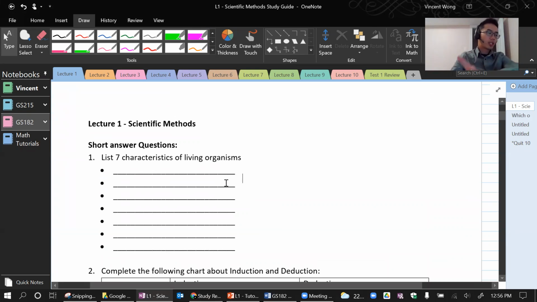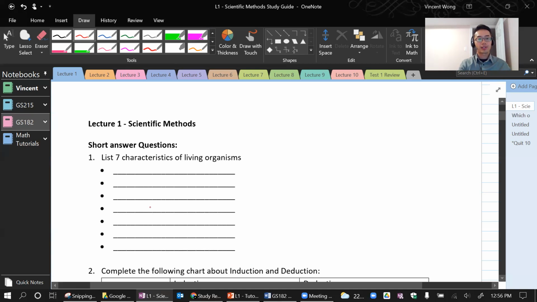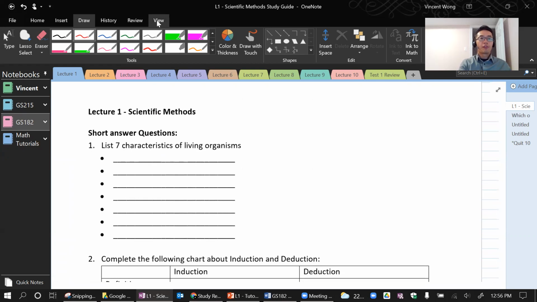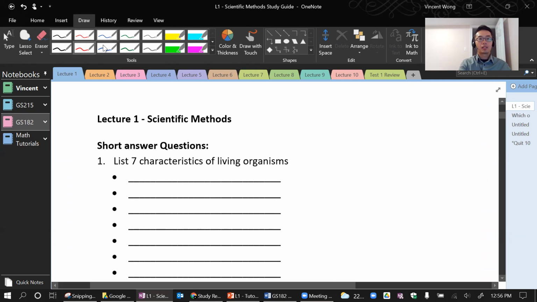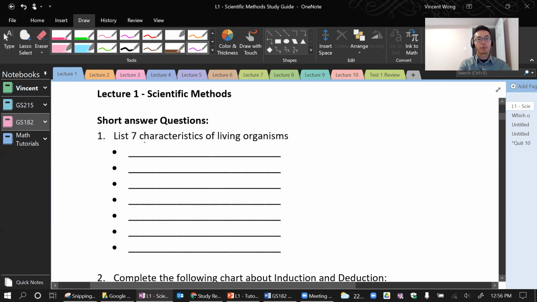In the first lesson, we talked about the scientific methods, but before that, we also talked a little bit about living things and how science is being conducted. So let's start with the characteristics of living things. The first characteristic that I remember, and this is not in any particular order, might not be in the same order as the lecture notes, but it doesn't really matter.